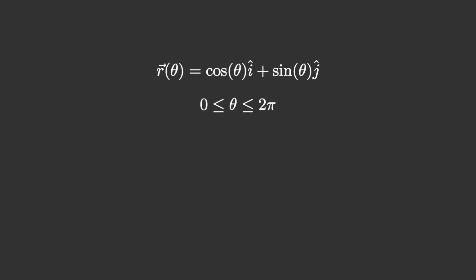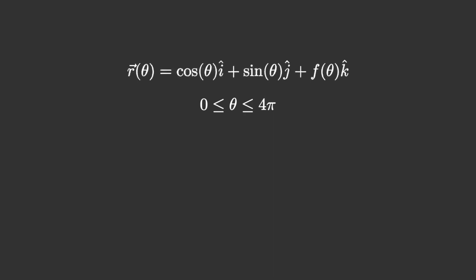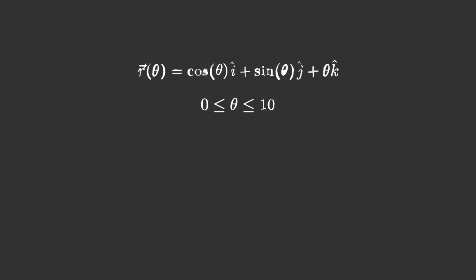Now our helix makes 2 circles in the xy plane. So let's update our bounds from 0 to 2 pi to 0 to 4 pi to reflect that. Now recall that there is a z component for our helix as well, so we should update our vector valued function to reflect that as well. For f of theta, it would be easier if it was just dependent on theta, on one parameter. So we'll say that f of theta is just theta, and since it extends from 0 to 10, we'll update our bounds from 0 to 10.